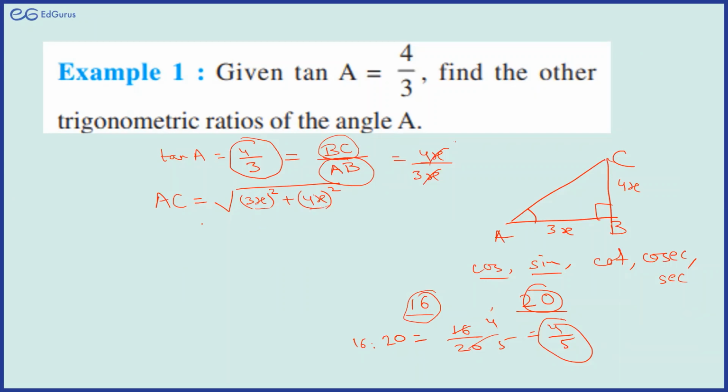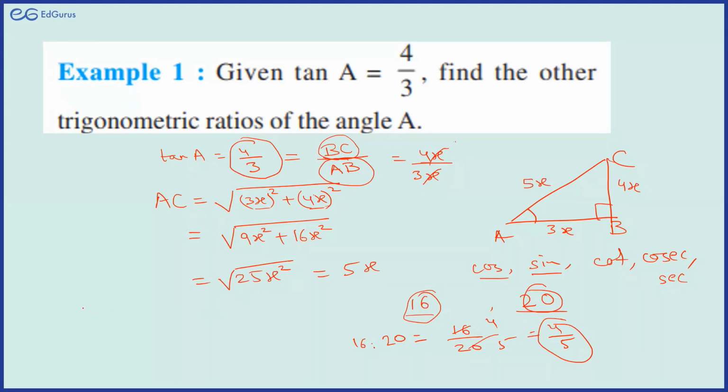So do not forget x. So what is this? 9x square and 16x square. So this becomes 25x square, whose square root is 5x. Now you have AC in terms of x.